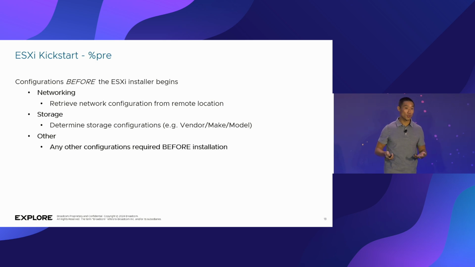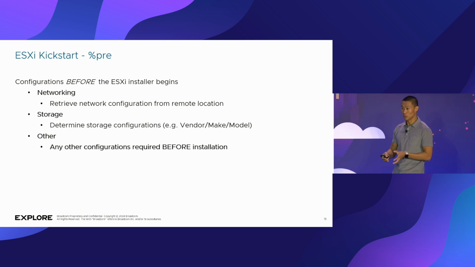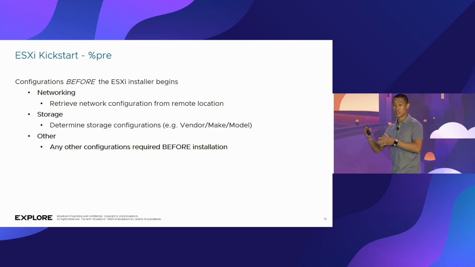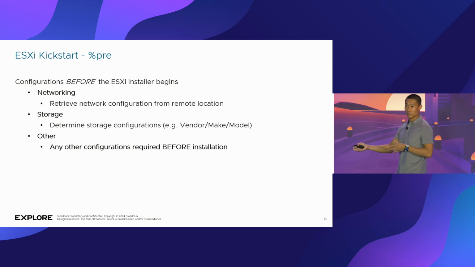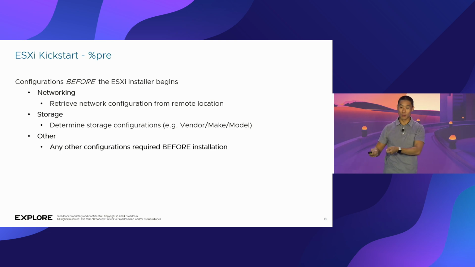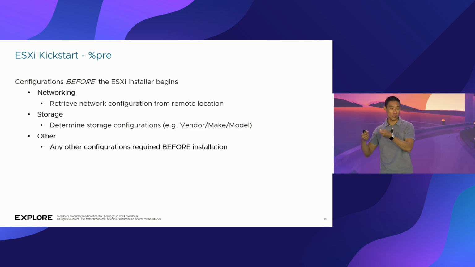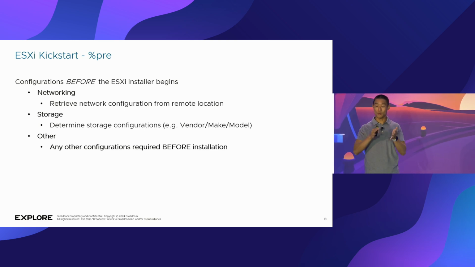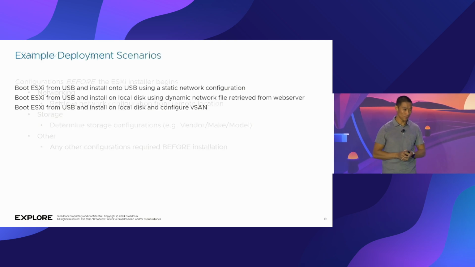Another common one is storage configuration, right? Maybe for this piece of hardware, it's got these different controllers, these different storage types. Maybe for this configuration, it's going to run vSAN. Maybe it's vSAN ESA. Maybe I want to have multiple VMFS partitions. I want to label them in a particular manner. So I want to retrieve the model and the make, put that business logic in, and then output how I'm going to partition that device. And then any other configurations that you might want to do prior to starting the installation of ESXi.